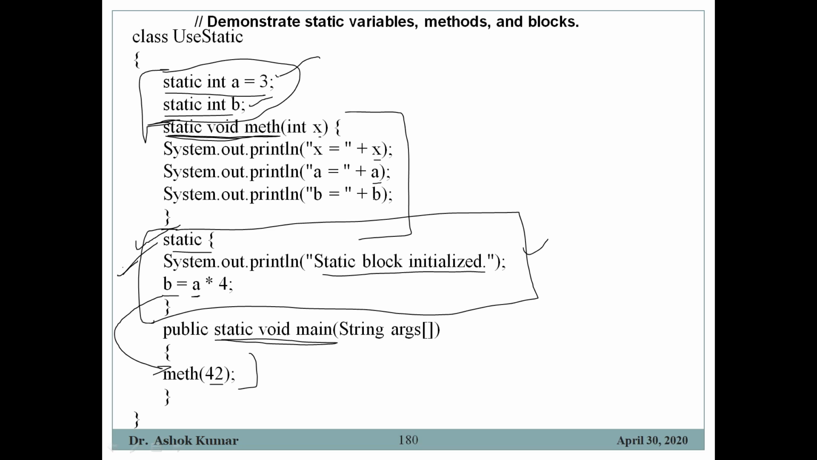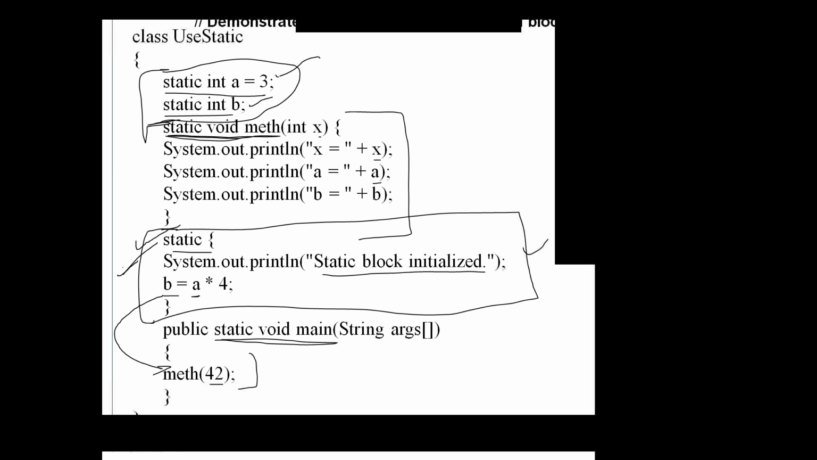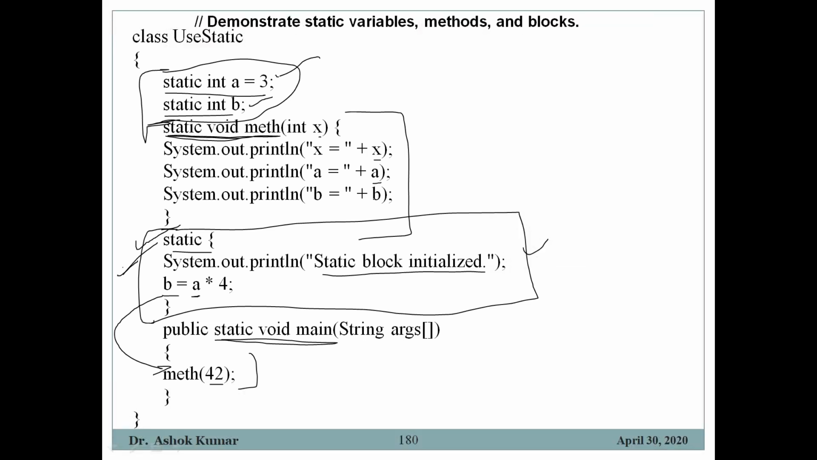I repeat, whenever there is a static variable or static block in the class, first of all, when you run the program, static variables are initialized to their values. The default value is 0 if you haven't initialized it explicitly. Then the static block gets executed, and after the static block's execution is over, the control will be transferred to the main, and then the body of the main will execute.